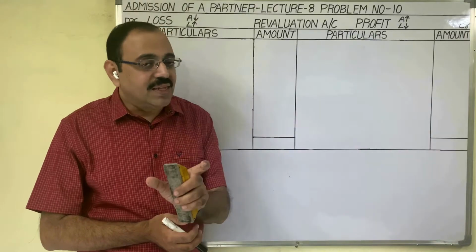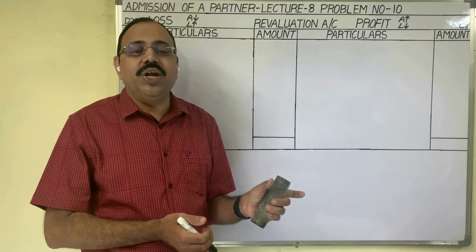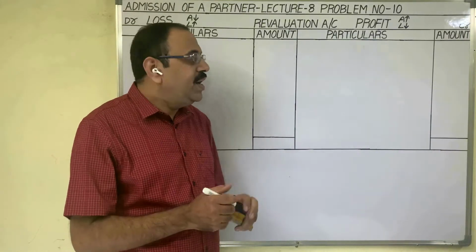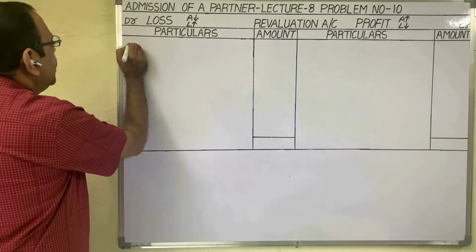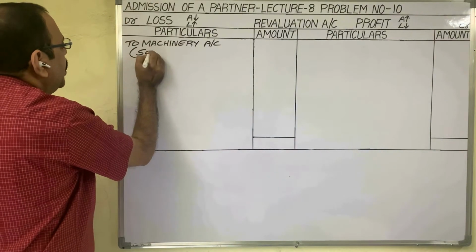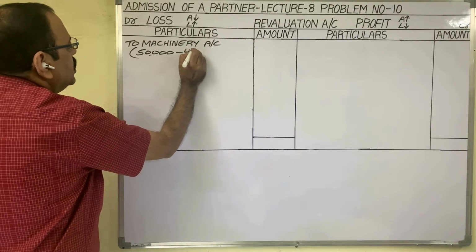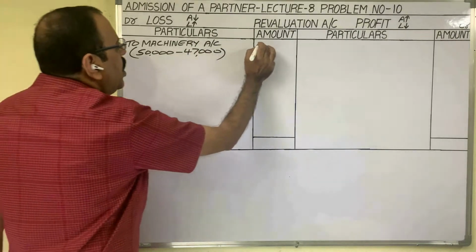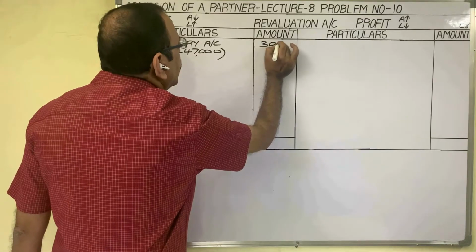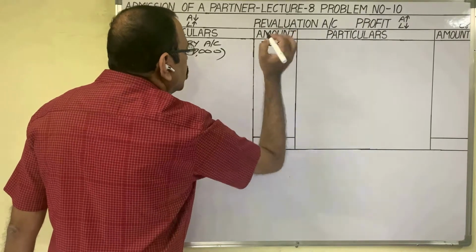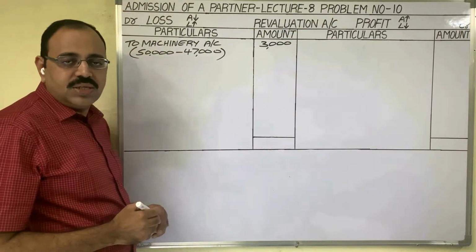Machinery is an asset. Asset value is reduced. It is a loss. Debit side, to machinery account, book value 50,000 minus market value 47,000. So in the revaluation of machinery, this asset value is reduced by 3,000. It is a loss.